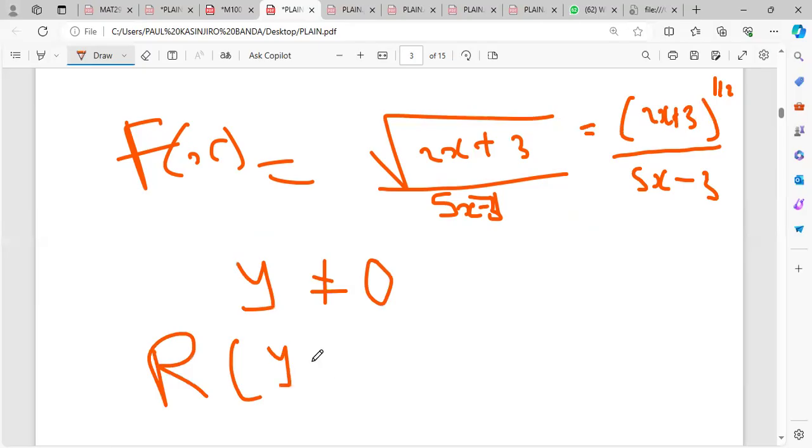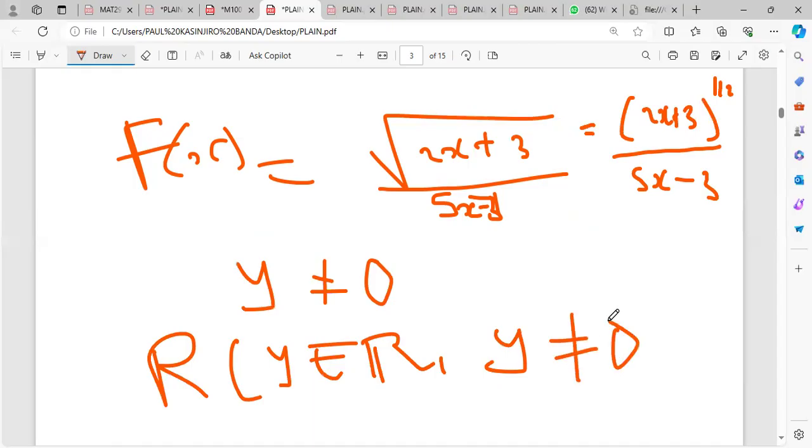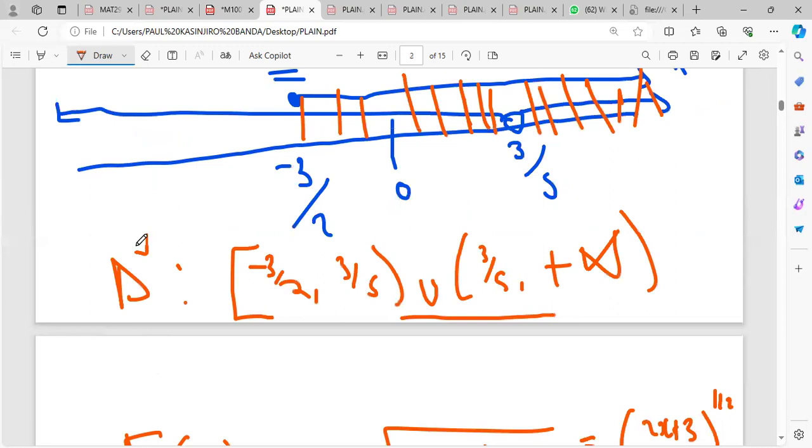is y is a member of all real numbers, but this y should never be equal to 0. So that will be your range. And whatever we found here was our domain.